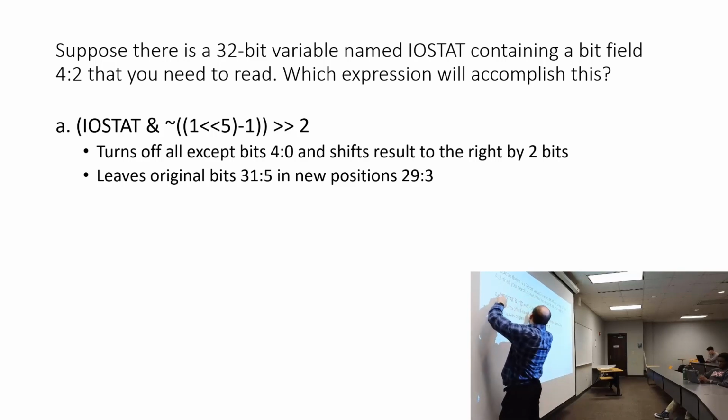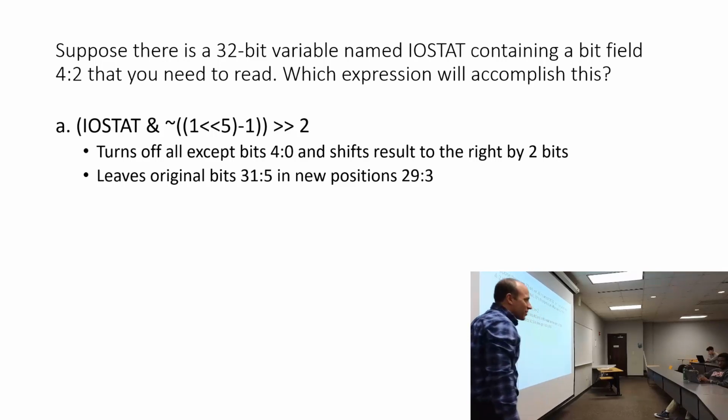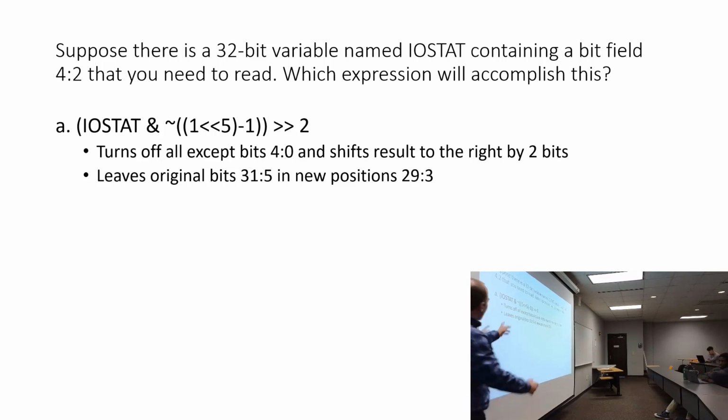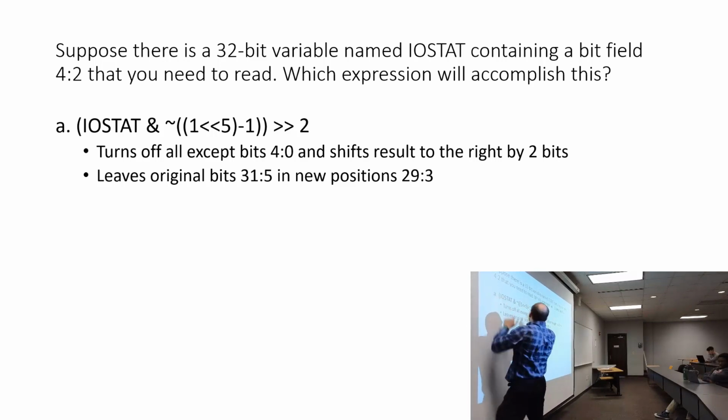And actually that makes sense because there are parentheses here around this sub-expression, right? So I do the mask and then I shift 2 bits to the left. Sorry about that. So basically this turns off all bits except for 4 down to 0, and then it shifts the remaining value, or whatever's the result of that, to the right by 2 bits. Make sense? I'm sorry, I missed these parentheses here.